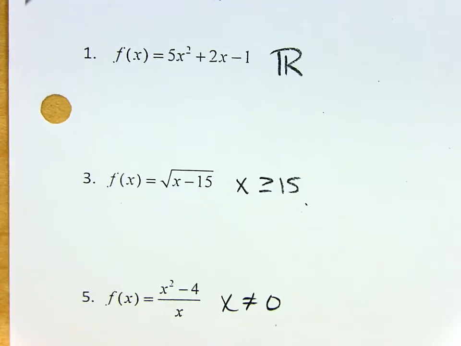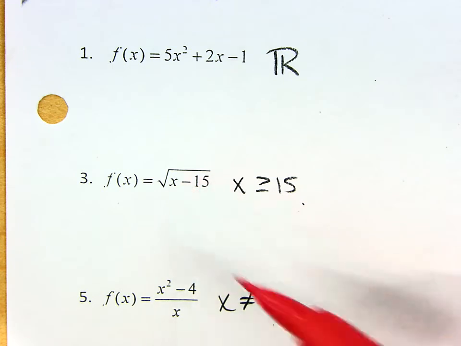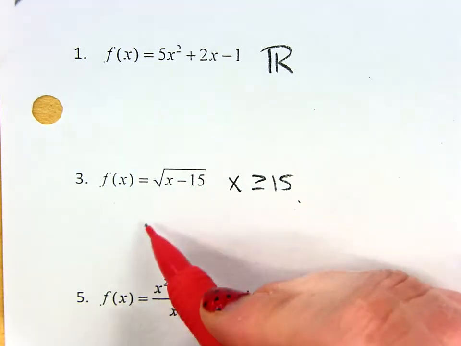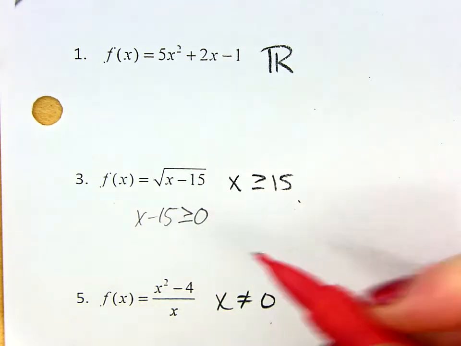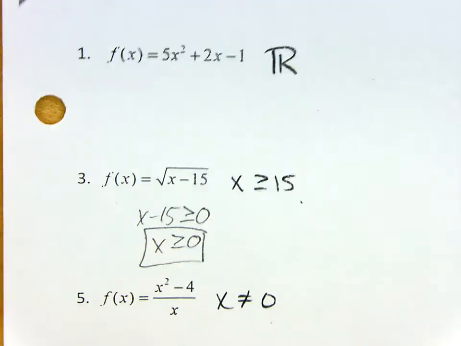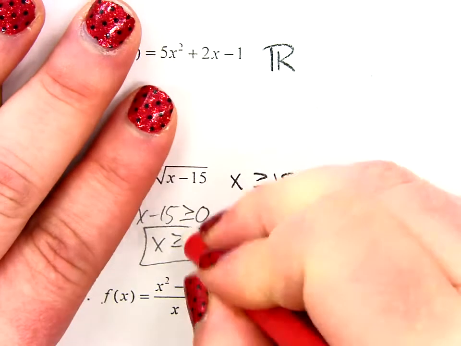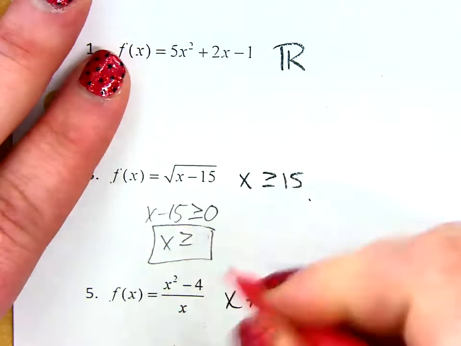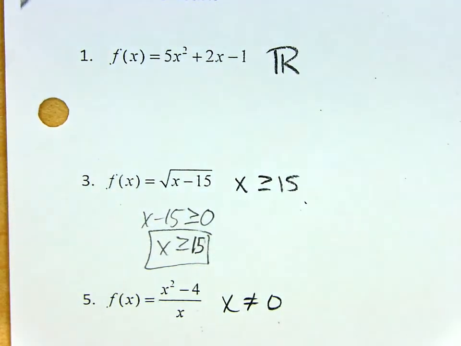For 3, I have the other scenario. I have a square root, so I can't let this go negative. So what do I do? I take whatever is under that radical and I set it greater than or equal to 0. So when I solve this, I get that. This is what I'm allowed to have in my domain. If you're not sure, try some numbers. Why did I write 0? I don't know. Add 15 to the other side. There should be a 15 there. There we go.